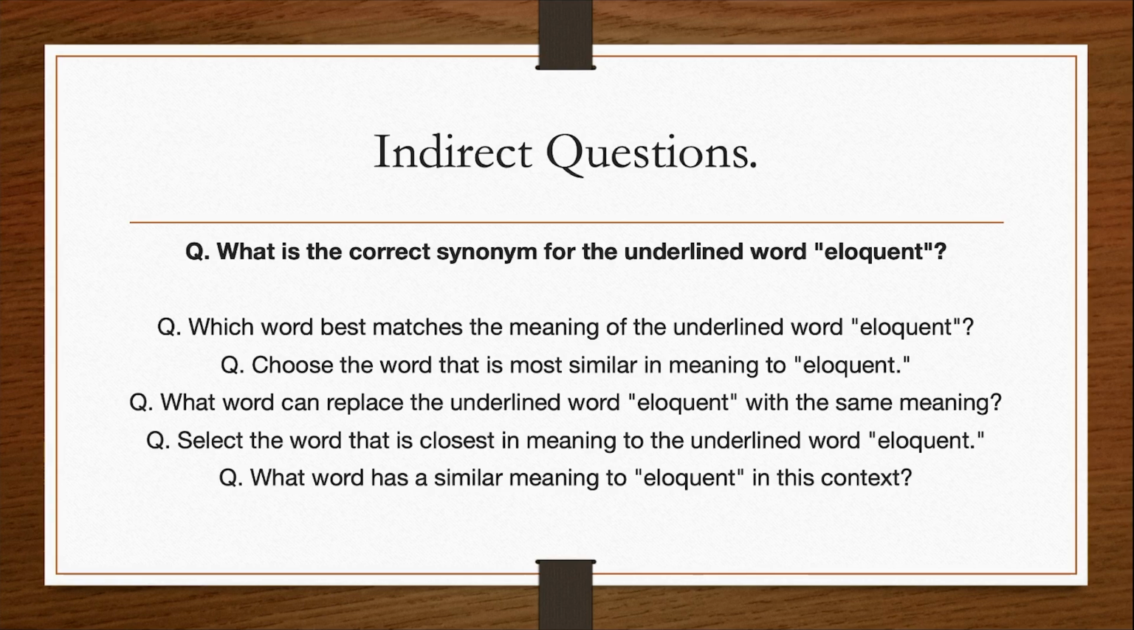Now, when I say indirect questions, what do I mean? Indirect questions means they don't outrightly refer to the word synonym. Rather, they write a question like this so that it becomes difficult for you, or perhaps it's not very clear outright that they're asking for synonyms. For example, which word best matches the meaning of the underlined word eloquent? The direct question, let me read the direct question first. What is the correct synonym for the underlined word eloquent?